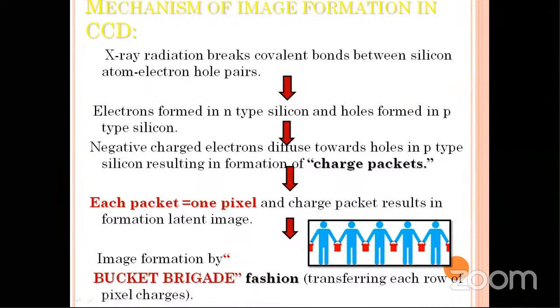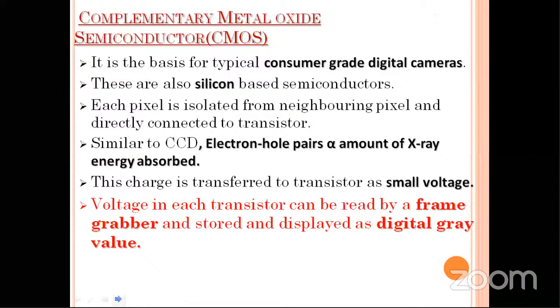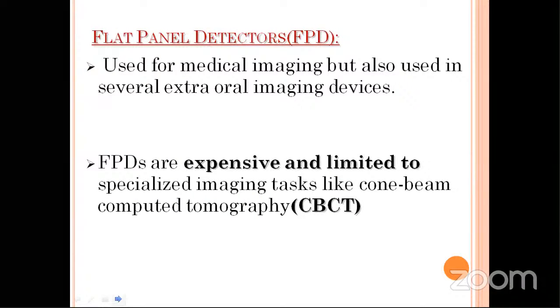In the form of bucket brigade fashion, whereas in CMOS each different type of signals are carried separately as a small voltage. So that is by means of a frame grabber. Whereas the flat panel detectors are the ones which are used in CBCT and your higher images. So when you get a question like which type of sensors are used in the CBCT, it is actually the flat panel detectors. It is not CCD or CMOS. It is only the flat panel detectors.